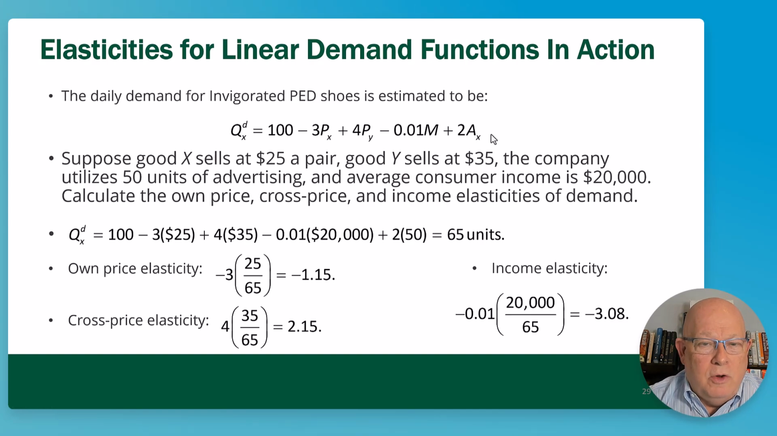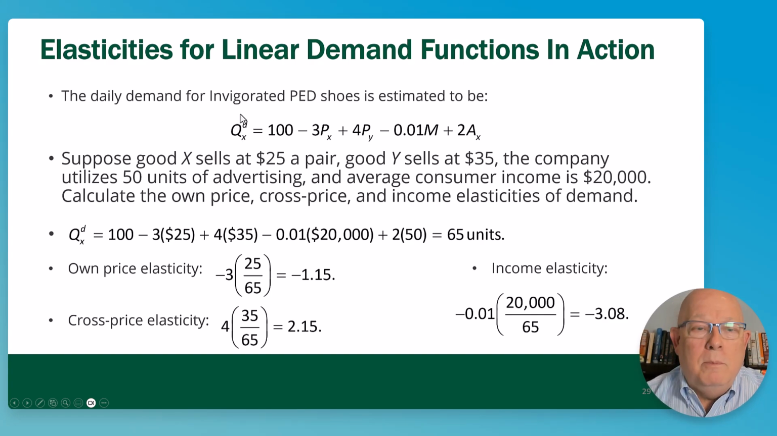A few things to notice here. We have a negative relationship here, which is what we would expect because of the law of demand. The higher the price of our shoes, the less the amount demanded, so that's a negative relationship. In this case, we have a positive coefficient on this other shoe, which also makes sense because these are substitutes. If the price of this other shoe goes up, people will demand more of our shoe.